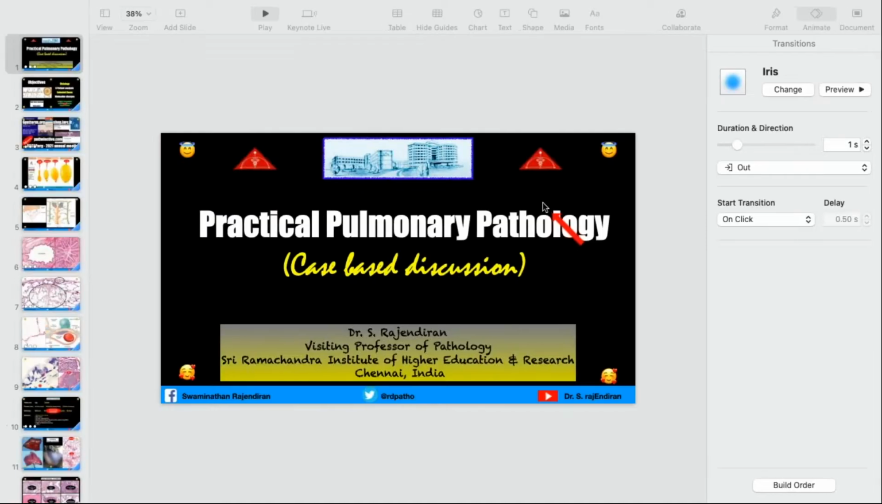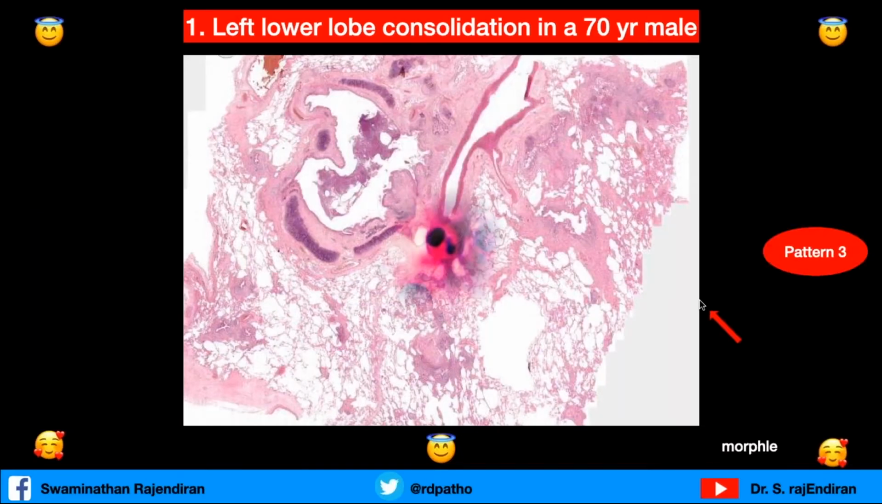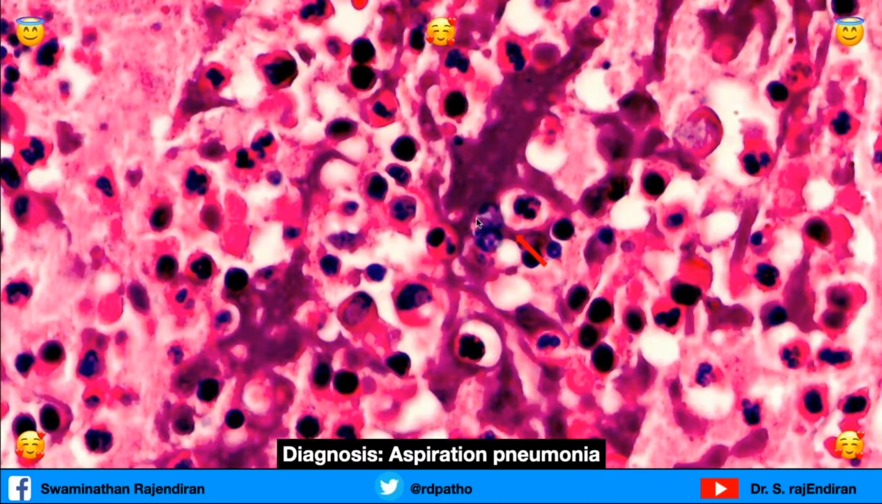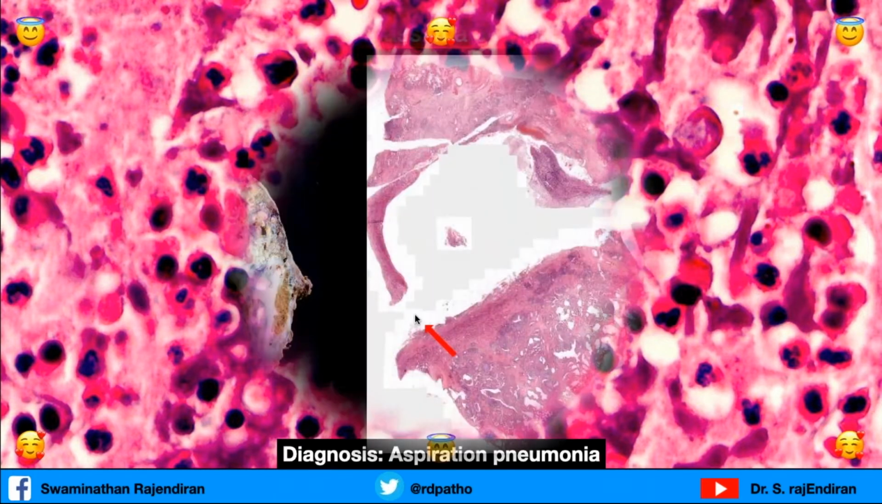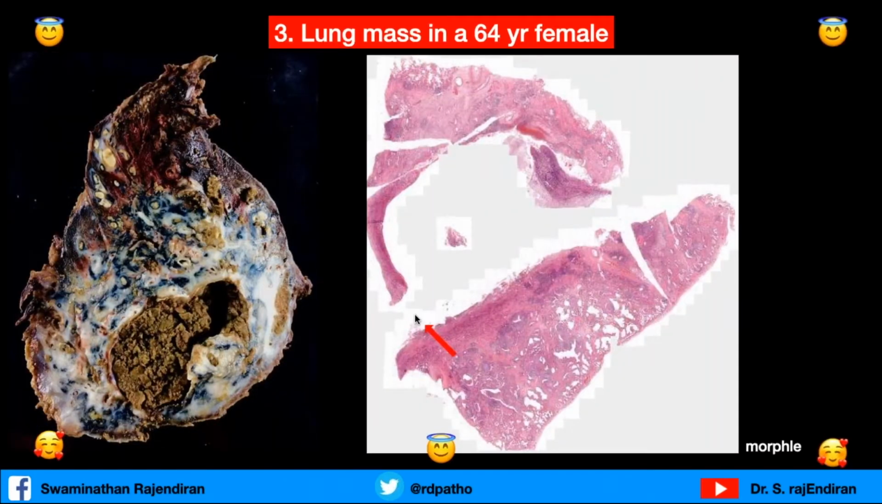Super. So this is pattern 3, and this is the refractile material with the intense inflammation. Okay, so this is an aspiration pneumonia. Now we are going to case number 3, lung mass in a 64-year-old female. This is a lobectomy of the lung, and there is a big cyst situated there with the inflammation, sorry, I cannot say hectic inflammation. It is necrotic debris filling up the cavity, and you can see the same cyst wall lining here.